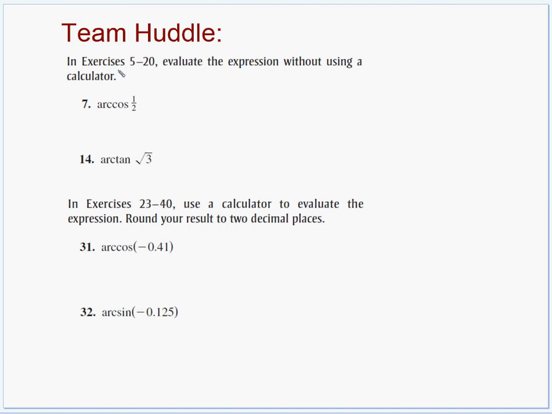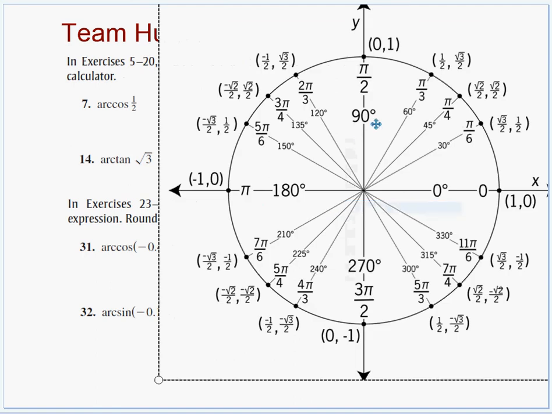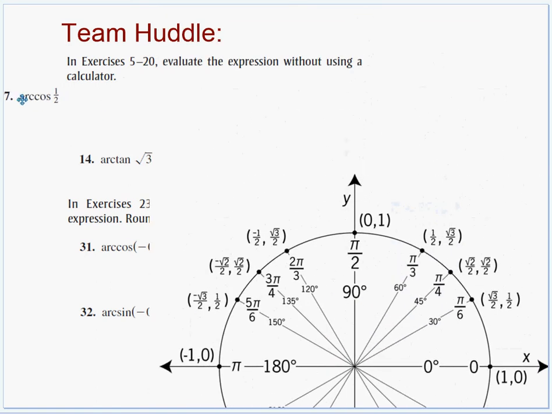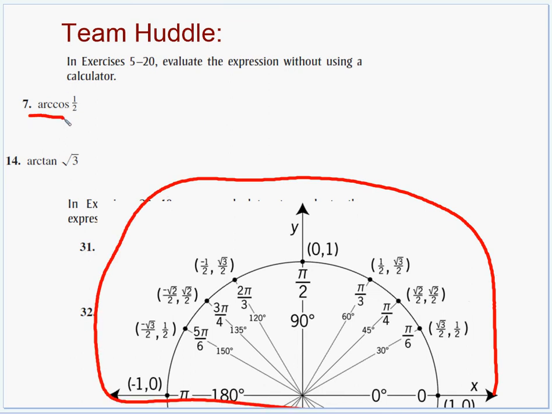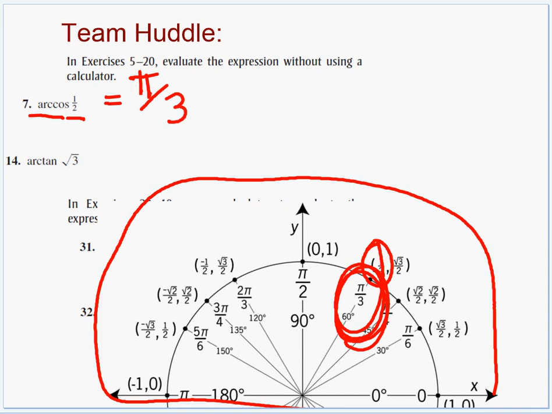So let me acquire a unit circle. Abracadabra. There it is. And let me move these over here. I guess I'll move this down here because remember arc cos, the neighborhood is top two quadrants, quadrants 1 and 2. So arc cos of a half, where is our x value positive a half? Ooh, there it is. What angle made it happen? Pi over 3.